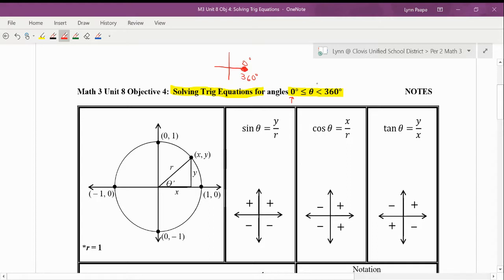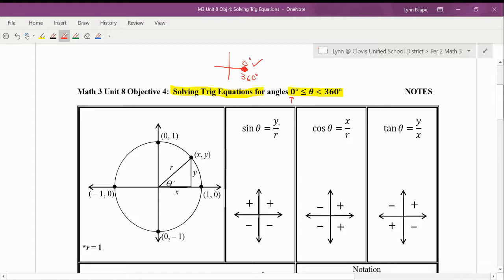So that's what this little notation is telling us, that if you ever have an answer over here on the positive x-axis, you want to make sure that you answer it as 0 degrees and not 360. So the beginning of the notes here is just a review of the previous objectives.